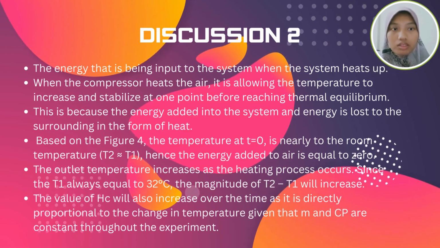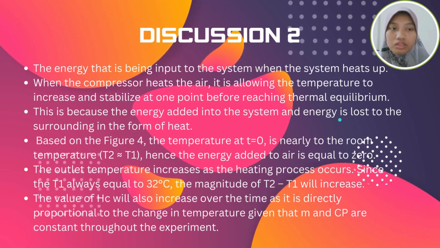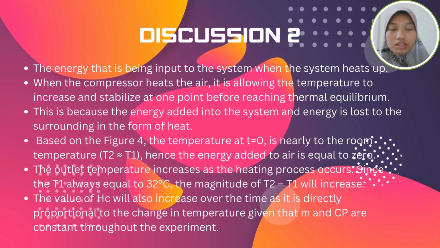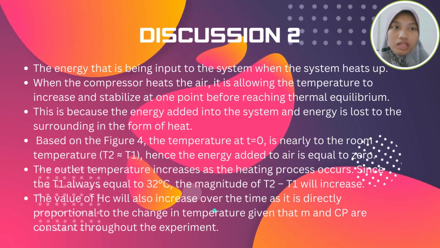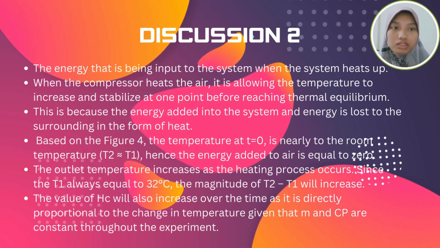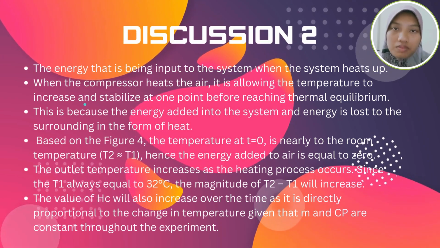So the outlet temperature increases as the heating process occurs. Since T1 always equals 32 Celsius, the magnitude of T2 minus T1 will increase. So the value of Hc will also increase over time. It is directly proportional to the change in temperature, given that mass and specific heat capacity are constant throughout the experiment.